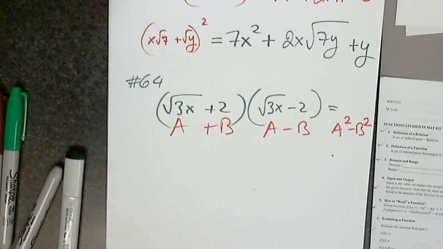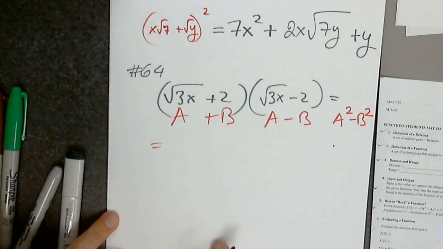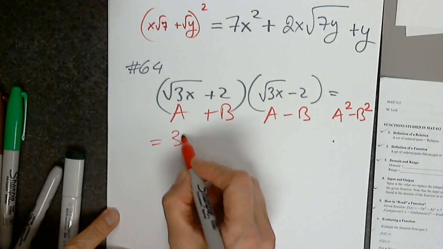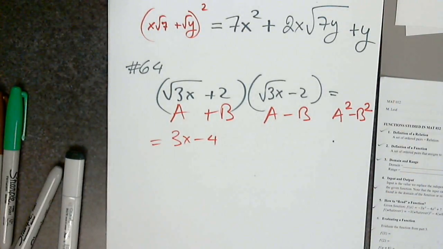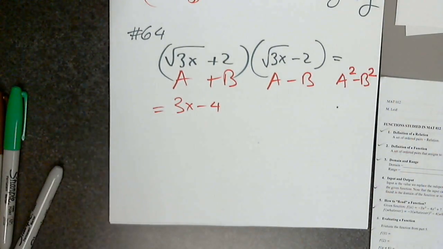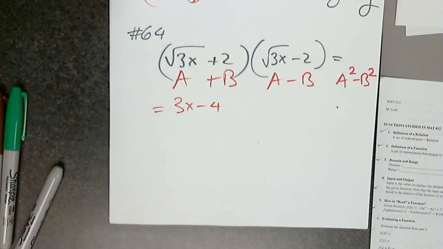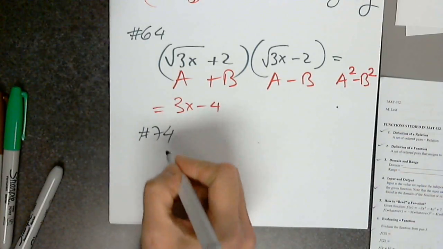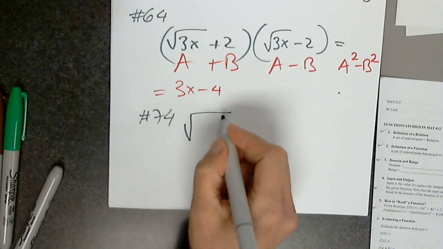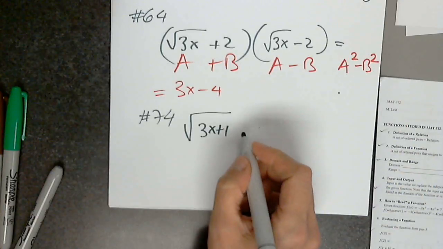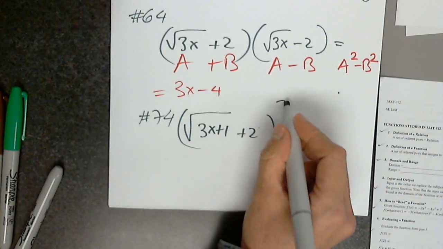Very good. So the result, as you said, Matt, what would it be? 3x minus 4. Yes, indeed. Okay, I want two more, and then we'll move on. I want 75 and 74. Let's start with 74. The square root of 3x plus 1 plus 2, everything squared.